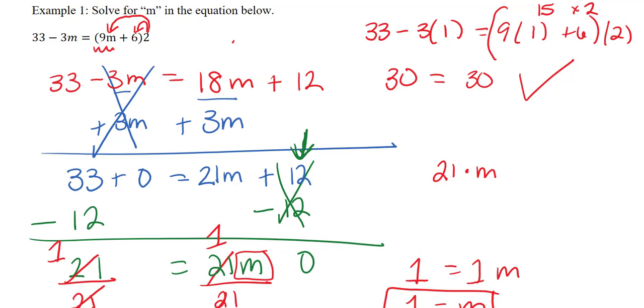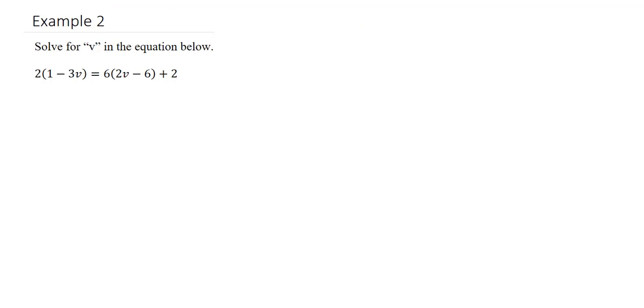So let's move on. So we have example 2. We're going to solve for v in the equation below. We have 2, in parentheses, 1 minus 3v is equal to 6, in parentheses, 2v minus 6, plus 2. So the first step, before we even start moving things onto opposite sides of the equation, we're going to distribute with this parentheses. So we have this 2, we need to distribute it times the 1, and then 2 times 3v. On the right hand side, we're going to go 6 times 2v and 6 times 6.